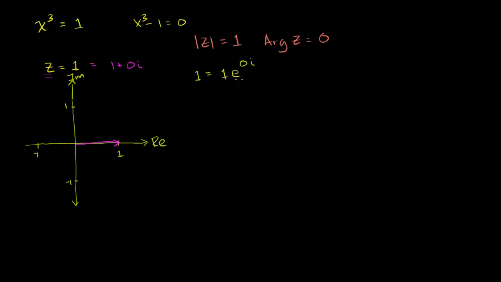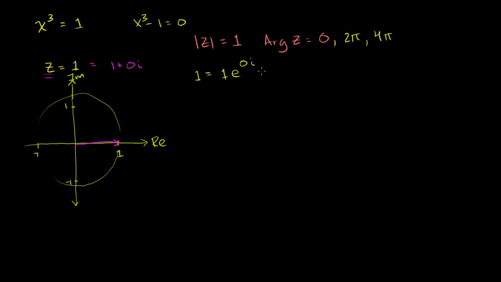And this is kind of obvious. 0 times i is 0, and e to the 0 is 1, times 1 is equal to 1. Not a big deal there. But what is neat is that you could view this argument as 0 radians, or you could go all the way around and add 2 pi to it and get to the same point. So the argument of the number 1 could also be an angle of 2 pi, or 4 pi, or 6 pi, or 8 pi.